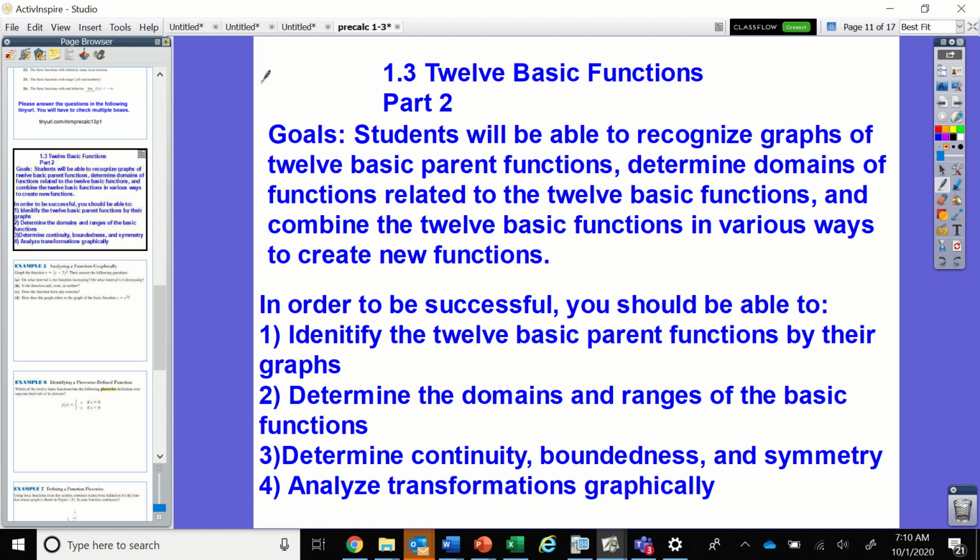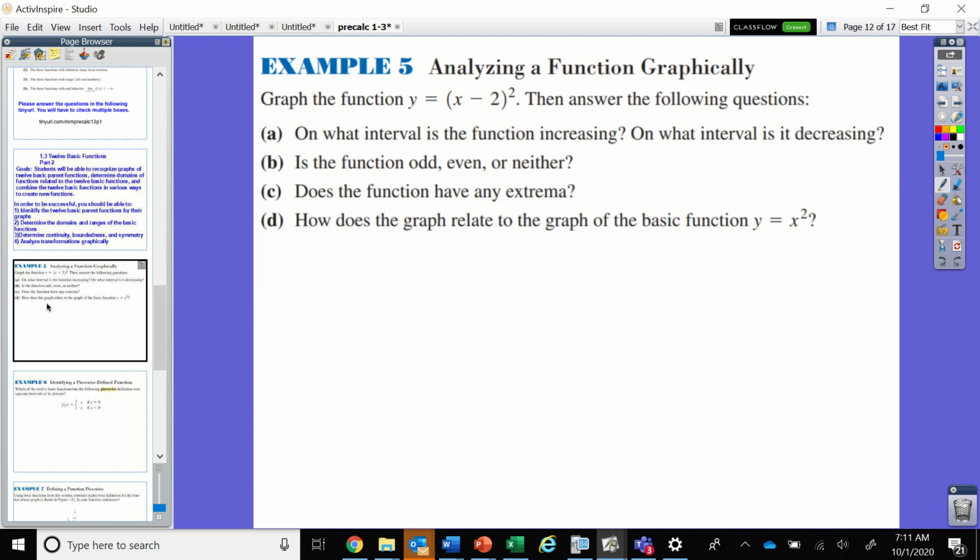We are going to continue a video lesson today as we finish up 1.3 part 2. A lot of the same goals as part 1. We're just going to expand what we know about our functions and look a little bit more today on some transformations. So let's take a look here at example 5.